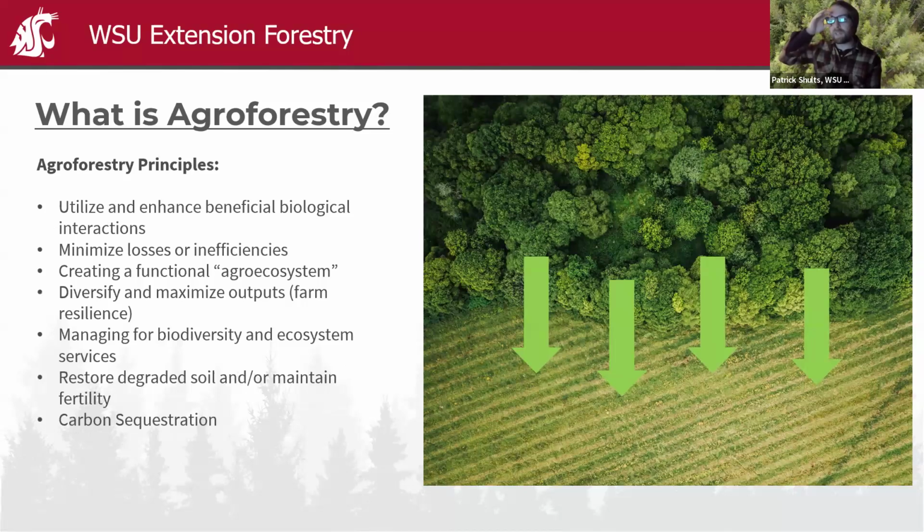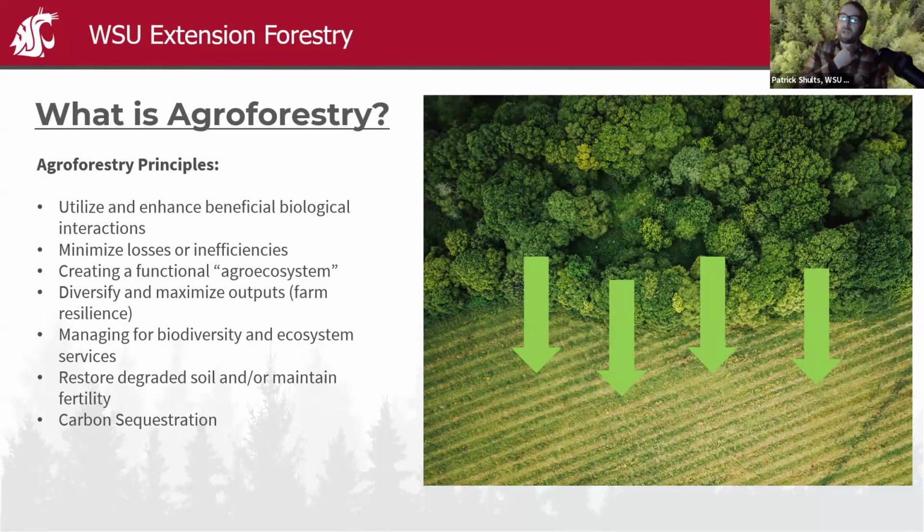And these are some of the basic principles of agroforestry. This is not an exhaustive list either. Utilizing and enhancing beneficial biological interactions, minimizing losses or inefficiencies. Sometimes I think this is why I actually like agroforestry, because I have a brain that really focuses on efficiency. And at the end of the day, one of the best things agroforestry does is it's incredibly efficient at using light, water, and nutrients. Very minimal losses from that system, and that's part of the sustainability of it. And in the process, it creates what we call a functional agroecosystem.